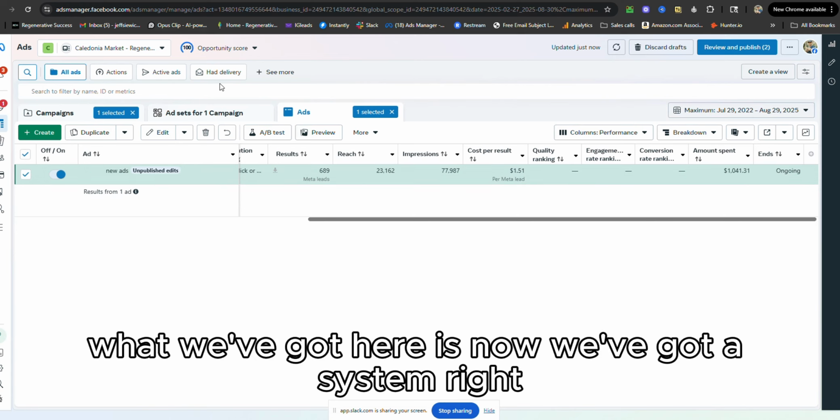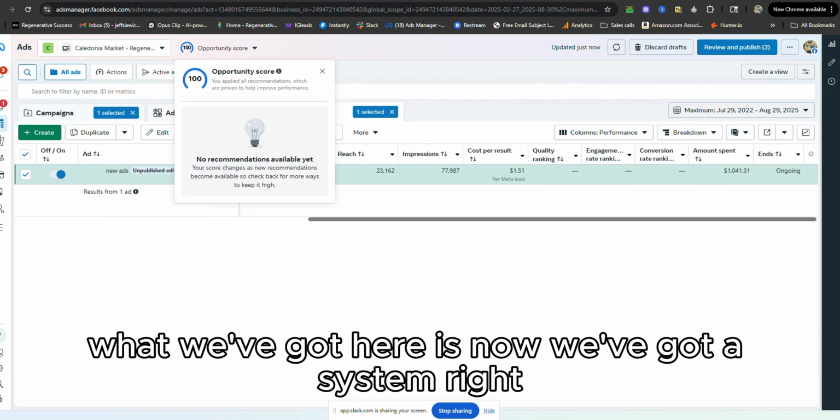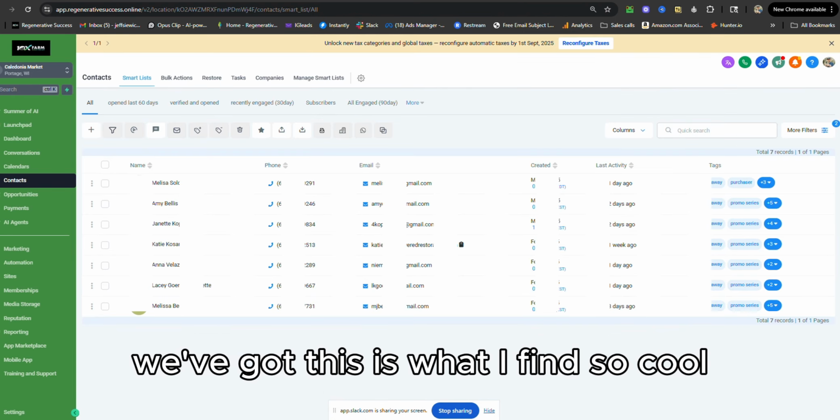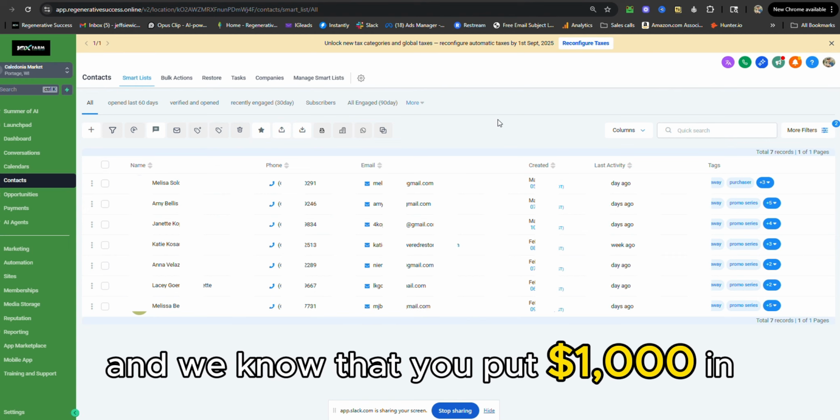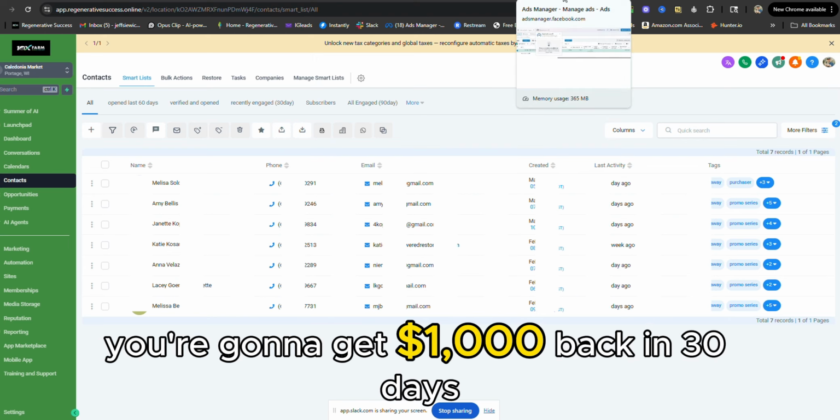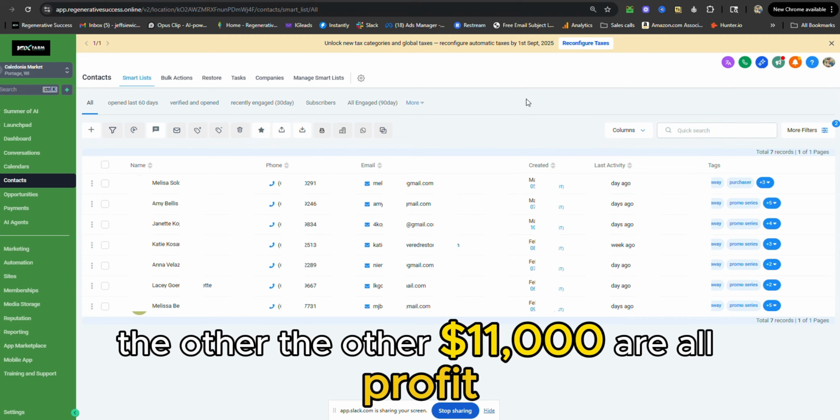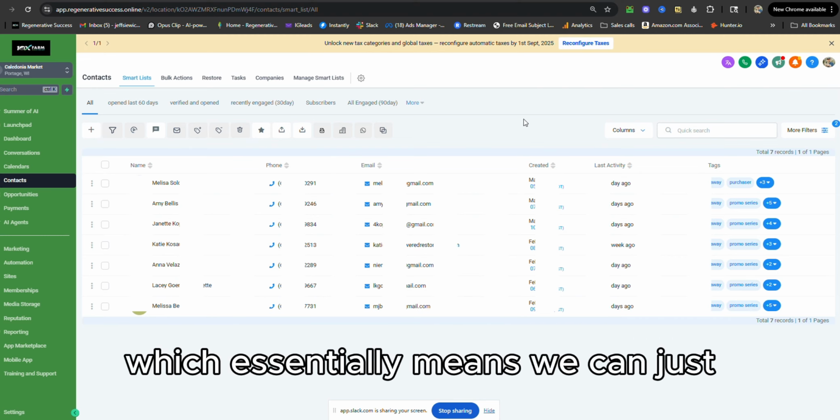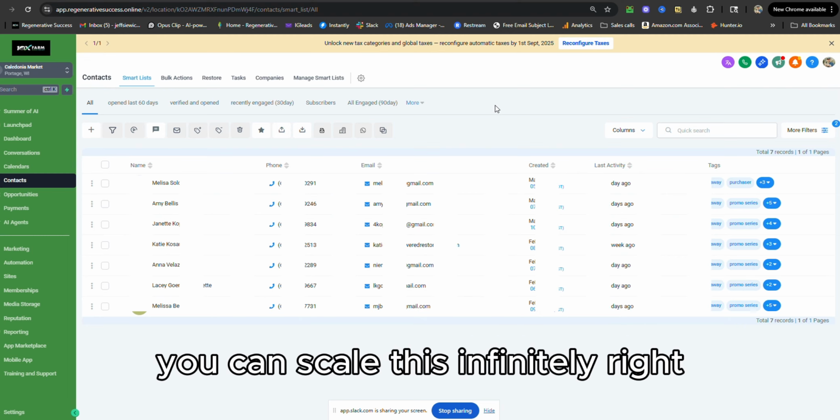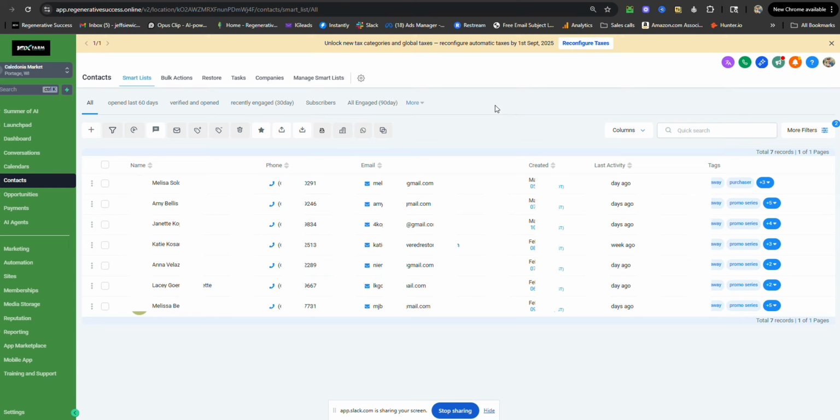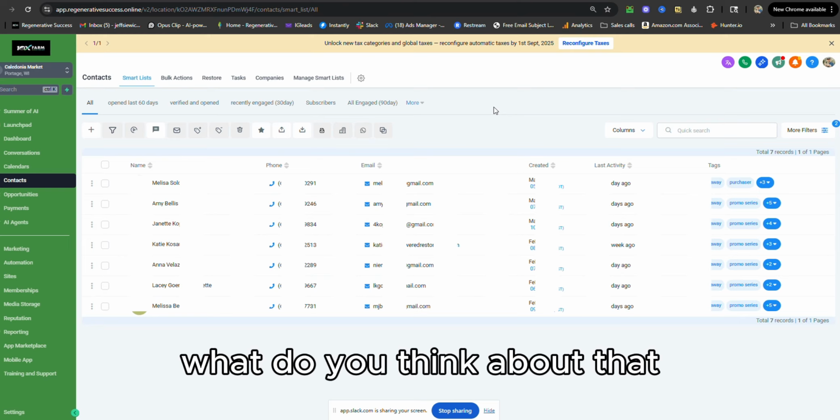Essentially what we've got here is a system. This is what I find so cool: you have all the pieces in place, and we know that you put $1,000 in, you're going to get $1,000 back in 30 days, and the other 11 months, the other $11,000, are all profit. Which essentially means we can just put as much money into this machine as you want. You can scale this infinitely. Right. What do you think about that?